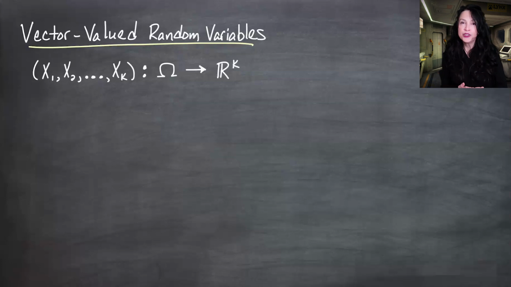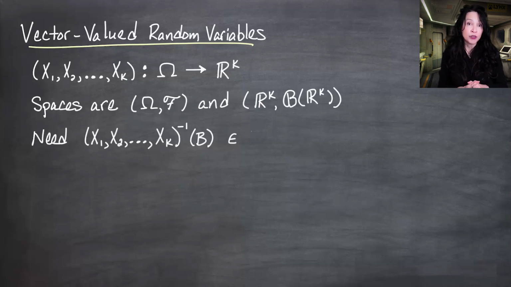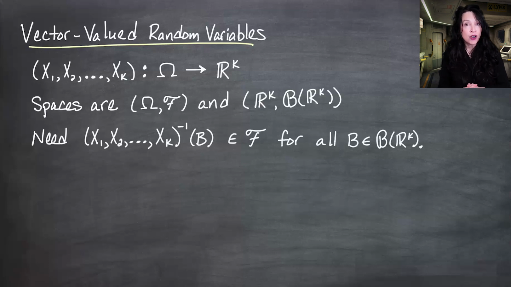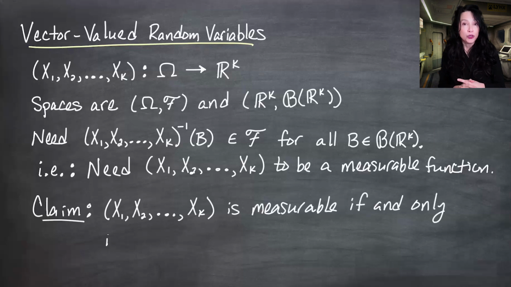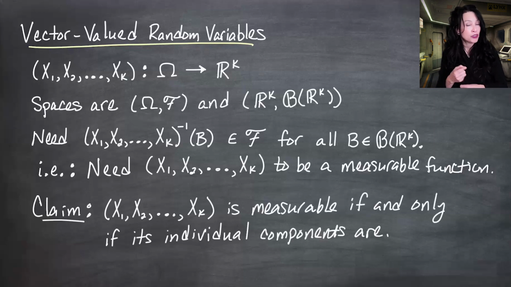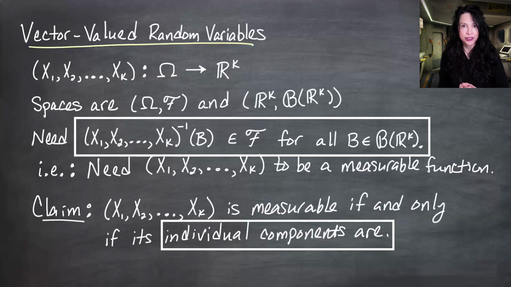The spaces under consideration here are a non-empty omega and a sigma field curly F, and R^k and the Borel sigma field B(R^k) on R^k. If this is a random variable or a random vector or a vector-valued random variable, we need the inverse images of Borel sets from R^k to fall under this k-dimensional map back into curly F. This we already know, this is the definition, but I claim that this is equivalent to pulling back individual one-dimensional Borel sets under the individual components of this function. Showing this over showing this, I think, is generally a lot easier.